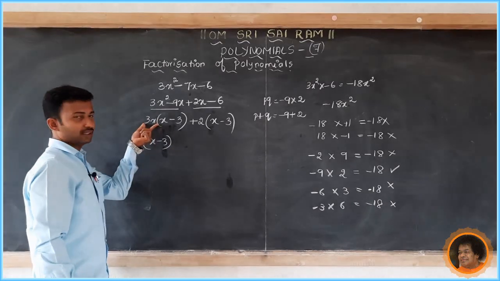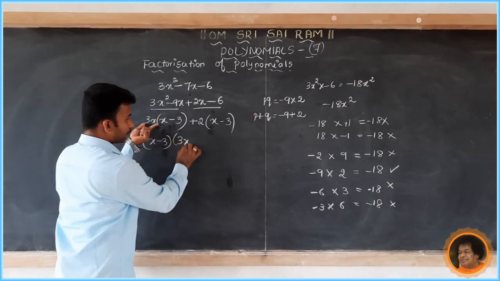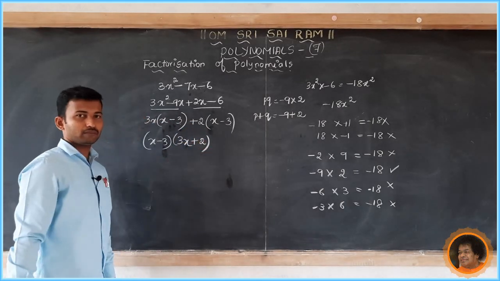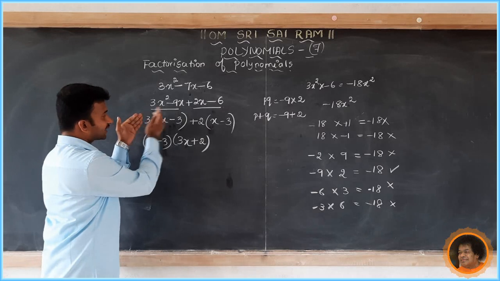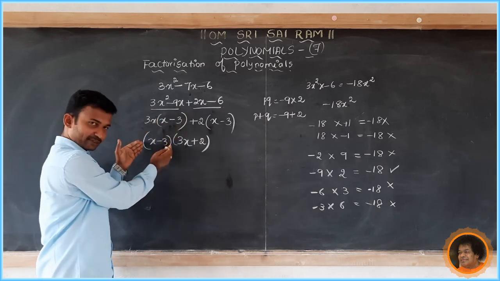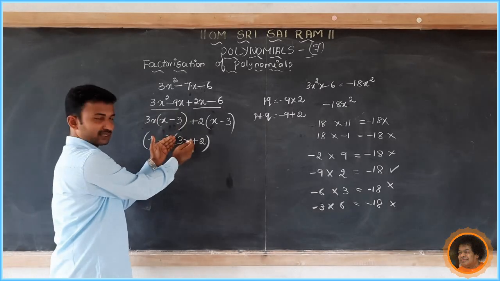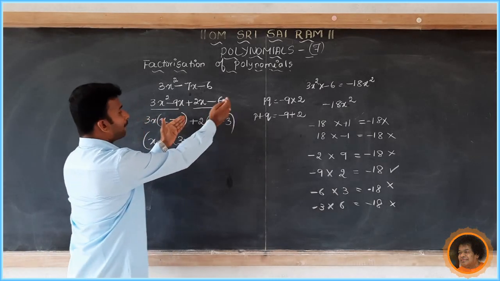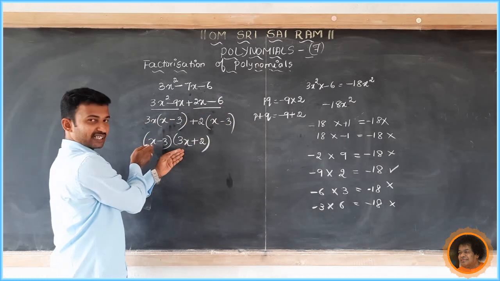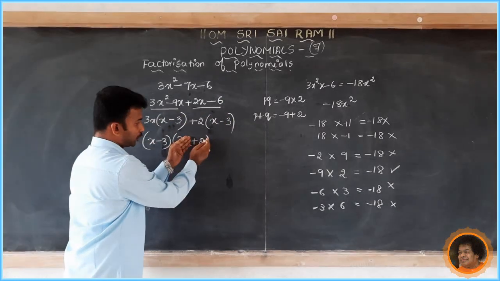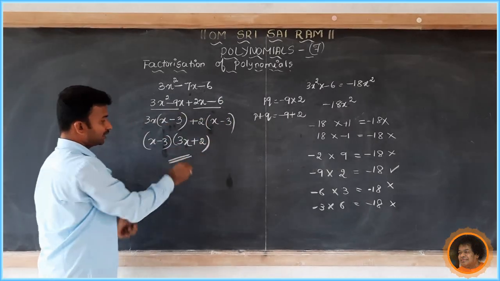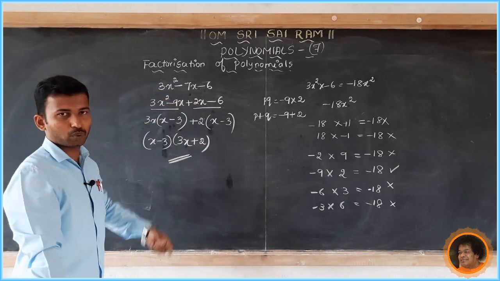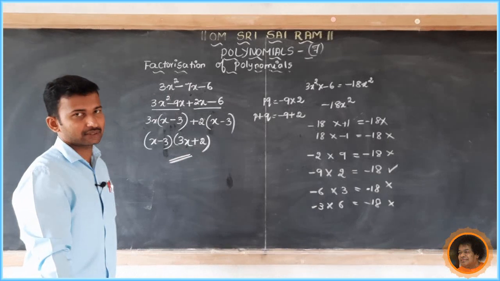What remains here? 3x, and here plus 2. Or divide 3x into x minus 3 by x minus 3, we get 3x. Divide plus 2 into x minus 3 by x minus 3, because x minus 3 is common, we get plus 2. Now, these are the two factors of the quadratic polynomial 3x square minus 7x minus 6.